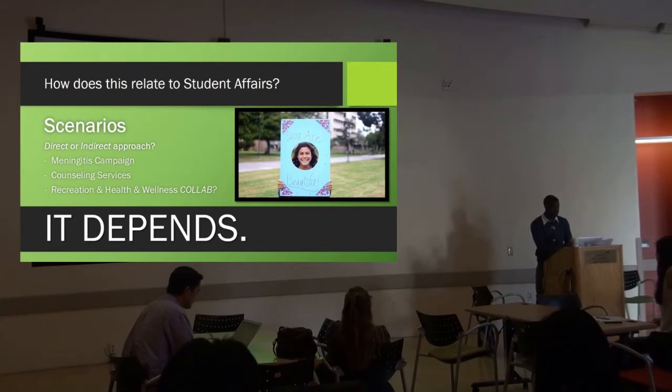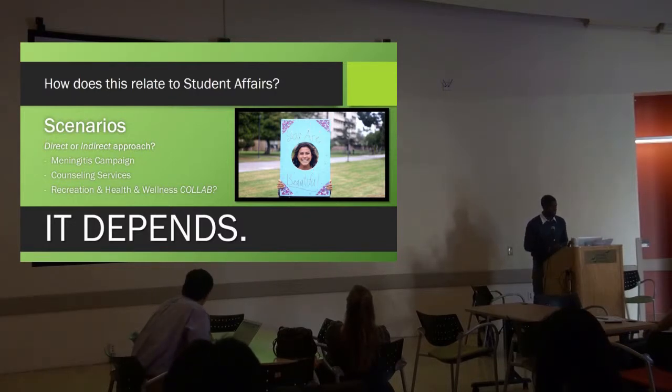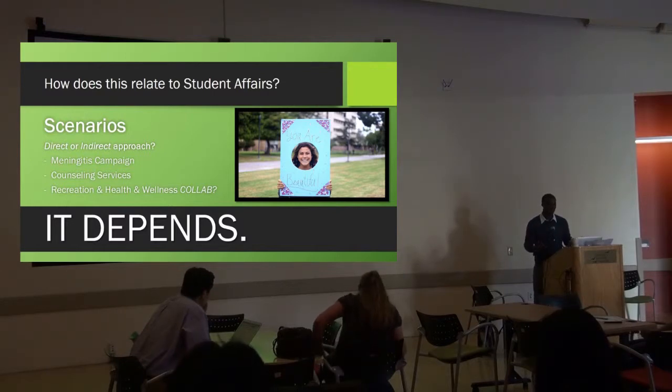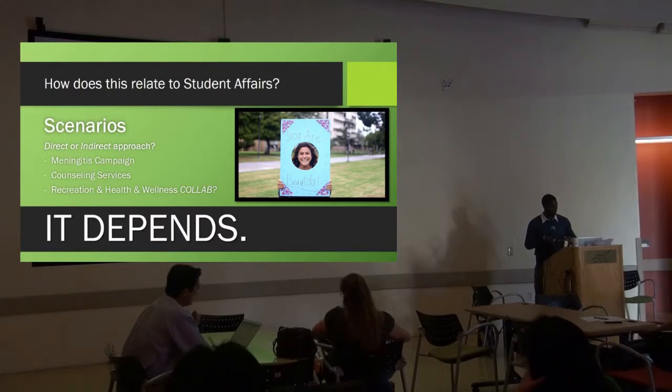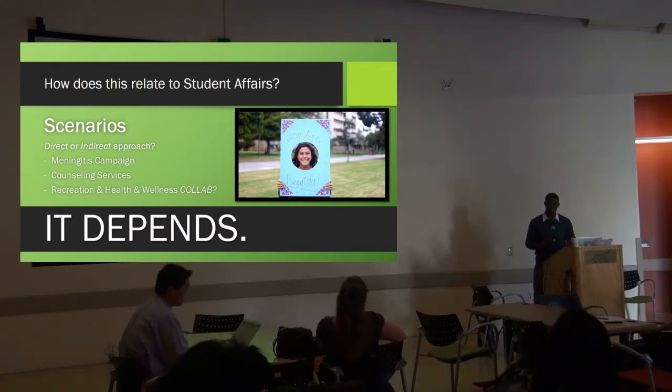So how does this relate to student affairs? This is an activity that I wanted us to talk through and communicate between each other. I have a couple of scenarios, and we can determine if it's a direct approach or more indirect. Say for instance, since everybody knows about what's going on with meningitis, we're not doing one, but just imagine if we were brainstorming about doing a video for the meningitis campaign.